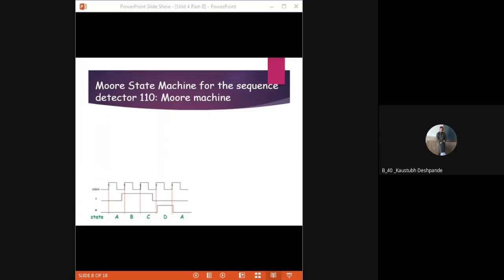If S1 is equal to 1, then it changes the state from S1 to S2.